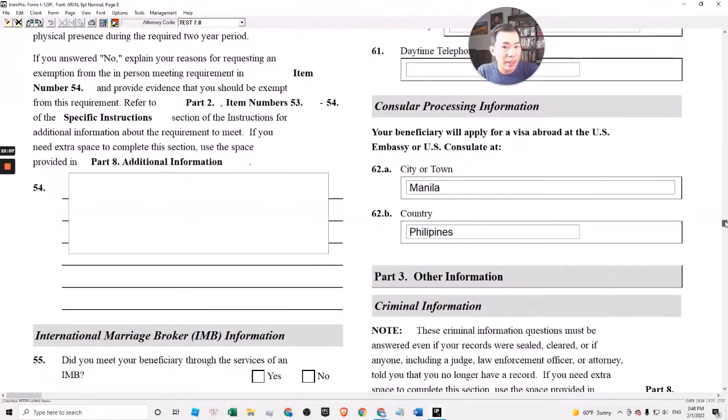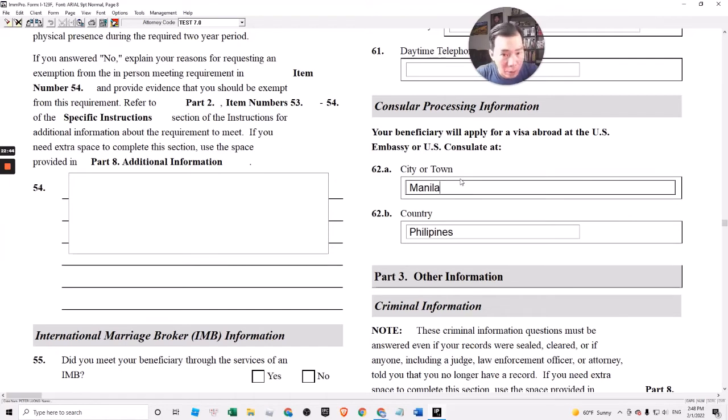And question 62A and B is very important. You have to be very careful with this answer, because if you don't put any information here or you put the wrong consulate, it will cause too much trouble for your fiancé. For example, in China, there are so many consulates because China is a huge country. If your fiancé lives in one part of the country, you have to choose the consulate nearby. Otherwise, if you choose Shanghai, your fiancé has to travel across the country for the interview.